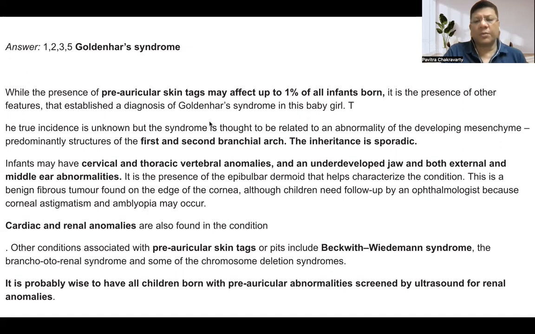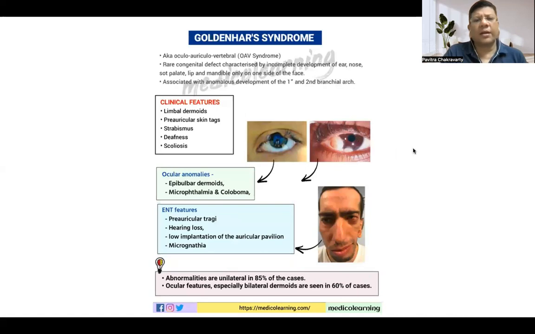Okay? So I hope that's good, because these are typical common questions appearing in the exam. So again, that's a few features. Now it's called OAV syndrome as well: oculo, so eye, auricular, ear, vertebral. Oculo-auriculo-vertebral syndrome, OAV. A rare congenital defect characterized by incomplete development of the ear, nose, soft palate, lip, and mandible on one side. So if you see one side of the face is not developed.